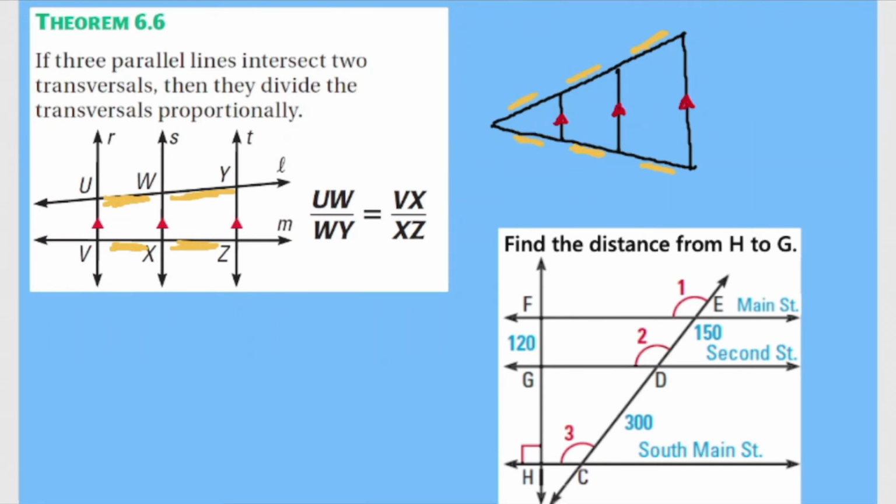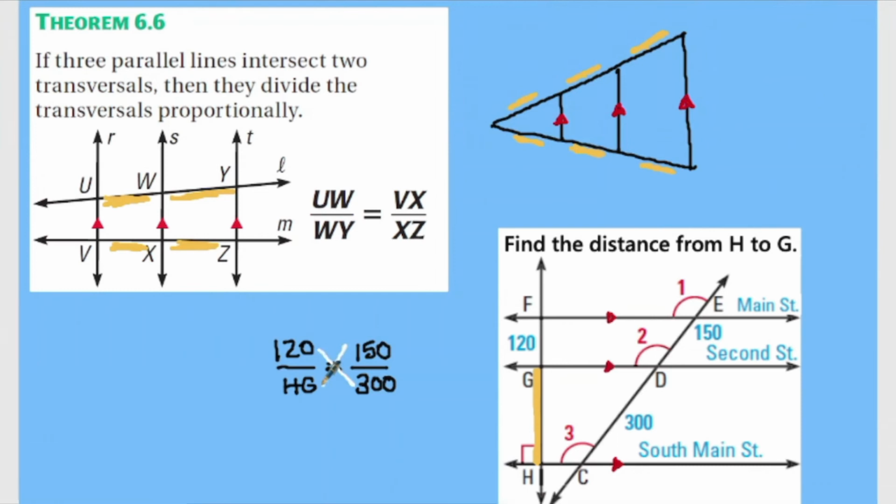In this example, they want us to find the length from H to G. Don't use this theorem unless you have three parallel lines though. And since I see angles 1, 2, and 3 are all congruent, there's their corresponding angles, so that tells me that I have three parallel lines here. And since the lines are parallel, I'm allowed to set up a proportion. So the 120 would be to the HG, as the 150 is to 300.